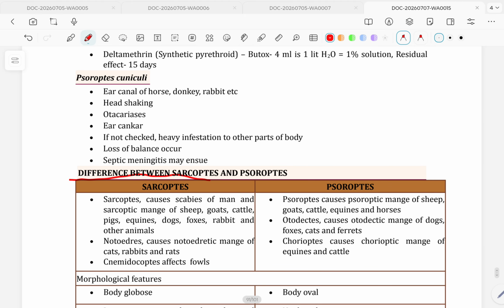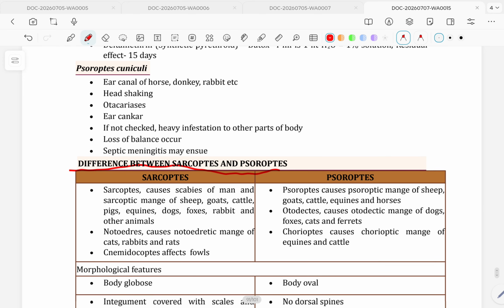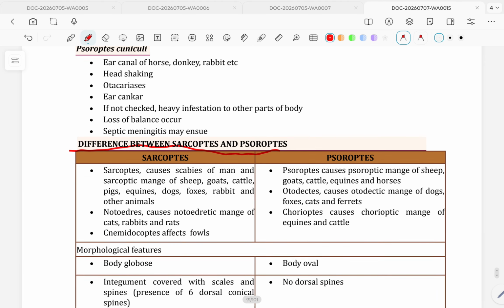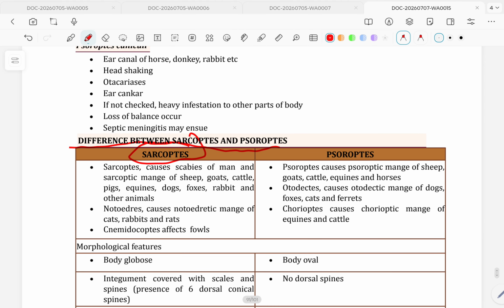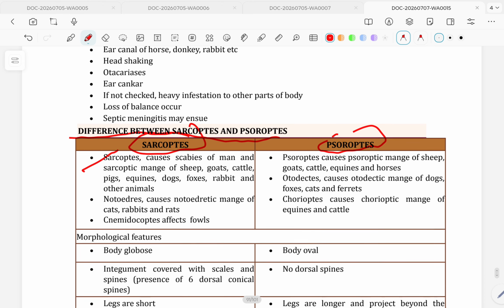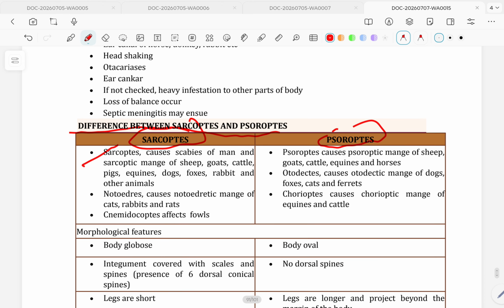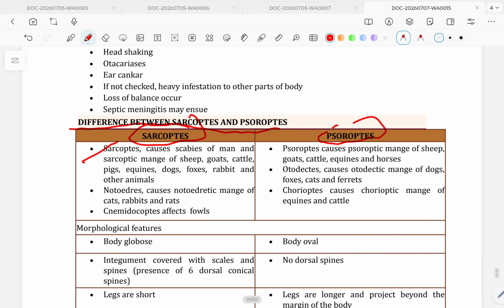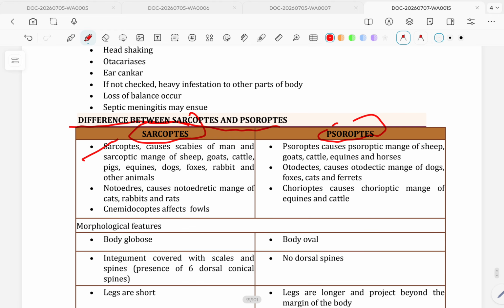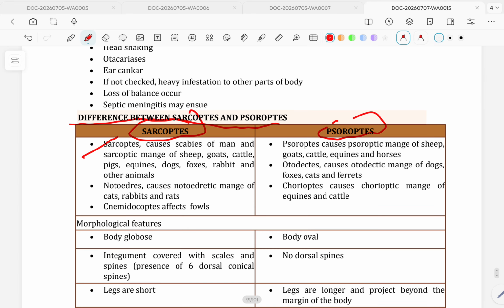Difference between Sarcoptes and Psoroptes. Sarcoptes causes scabies of man and sarcoptic mange of sheep, goat, cattle, pig, equine, dog, fox, rabbit, and other animals.